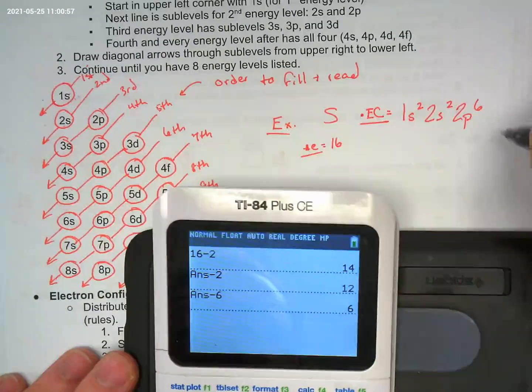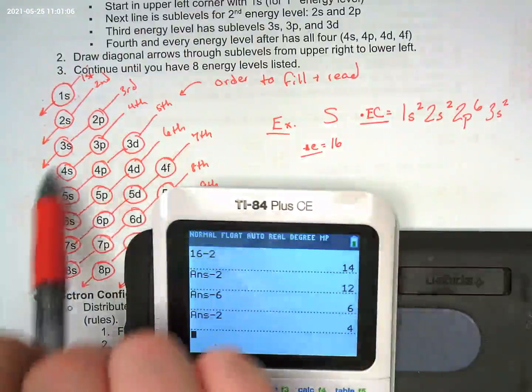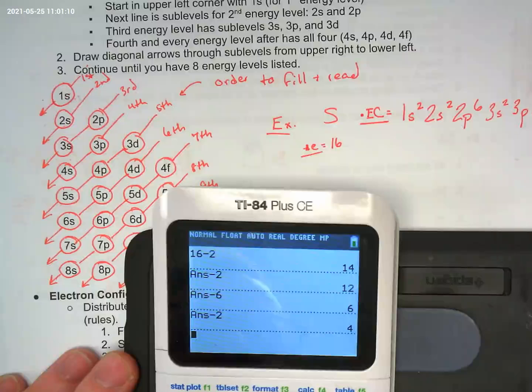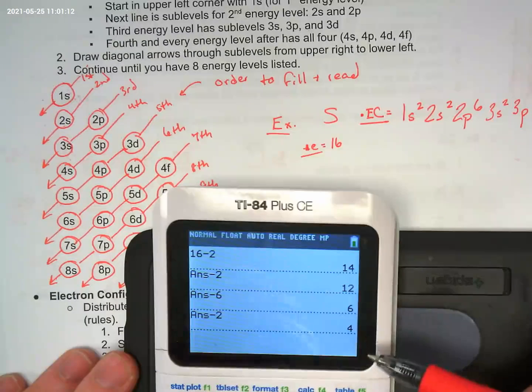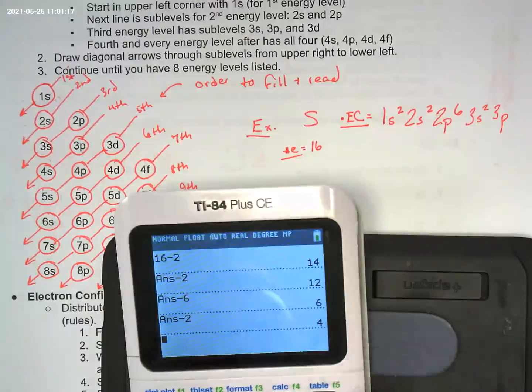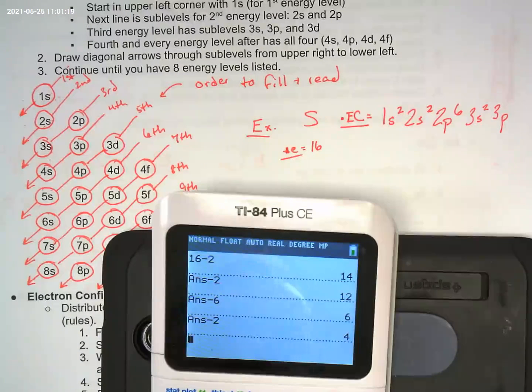Then from 2p we go to 3s, and s can hold 2, so minus 2. We're left with 4, so we go up to 3p. 3p can hold 6, but we only have 4 left. Instead of trying to distribute this in some weird way, p doesn't have to always hold 6. We're only going to write down what's left, which is 4.